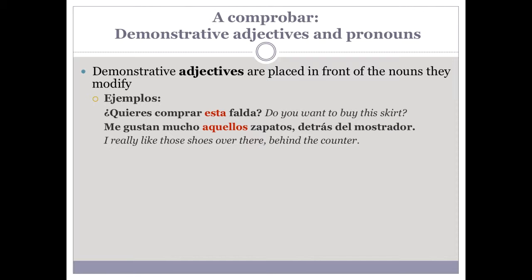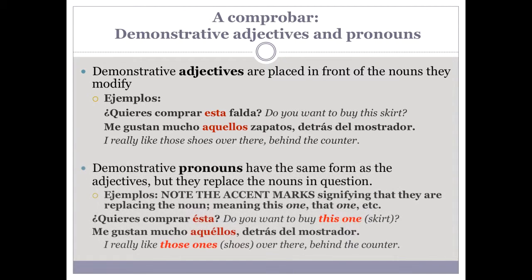Now, in some cases, if we know what we're talking about, we don't need to include the noun. For example, ¿Quieres comprar esta falda? We're talking about the skirt. But if we knew we were talking about the skirt, we wouldn't have to include falda. In those cases, we can just use the demonstrative pronoun. That's the word without the noun with it.